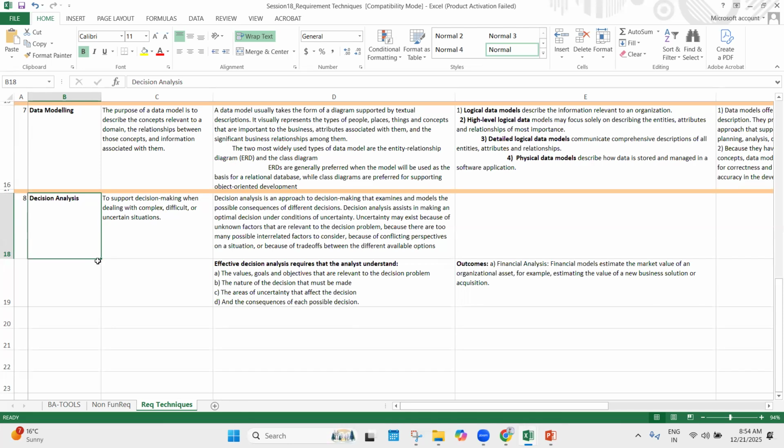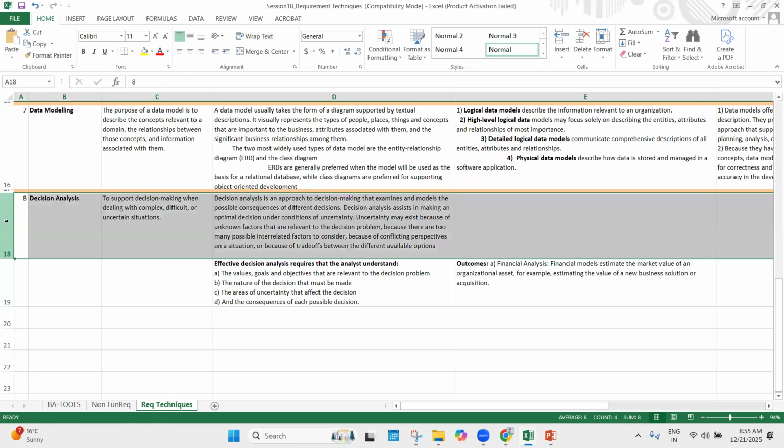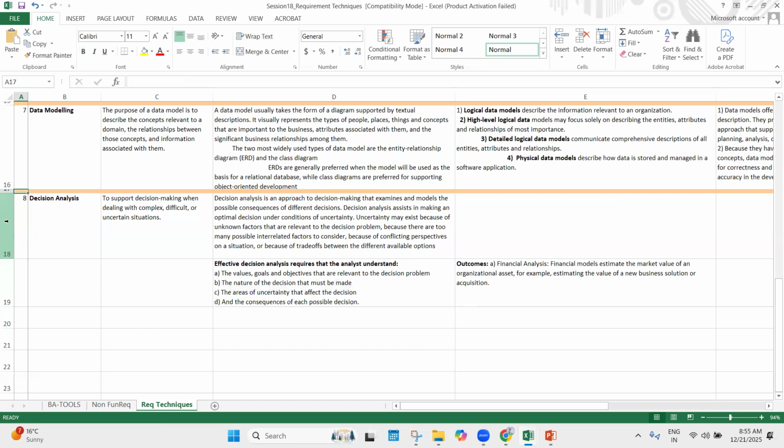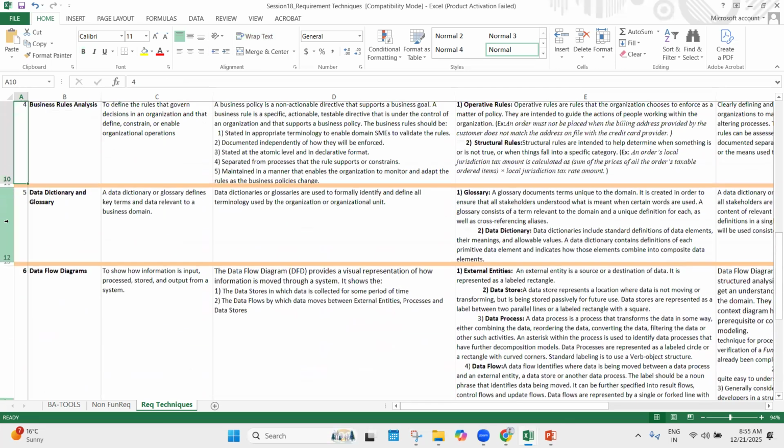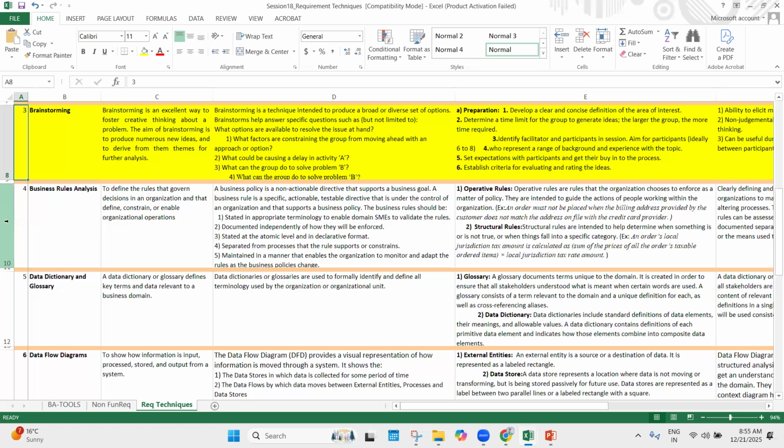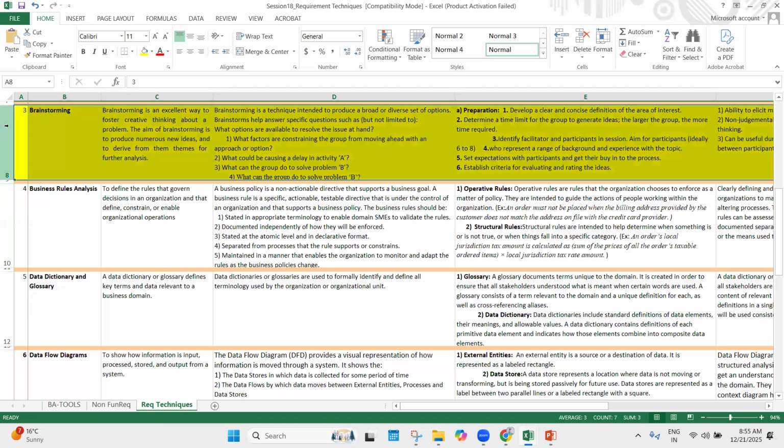So the outcomes will mostly be in financial analysis, where we have different financial models which estimate the market value, and estimate the value of a new business solution or an acquisition. This decision analysis is used less in organizations, only for making decisions whenever there is a requirement to identify which objectives need to be given high consideration. As discussed, this is one of the most important techniques, which will be frequently used.